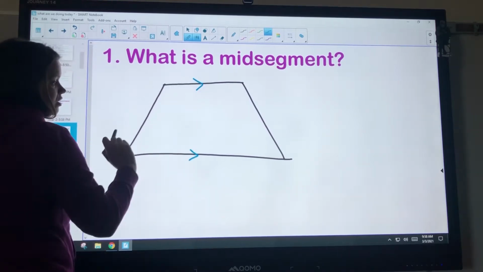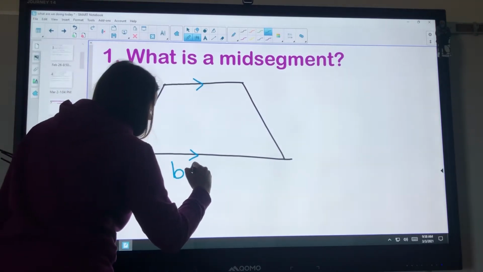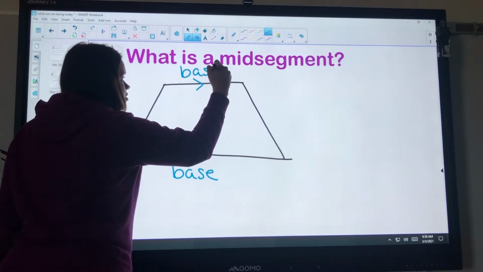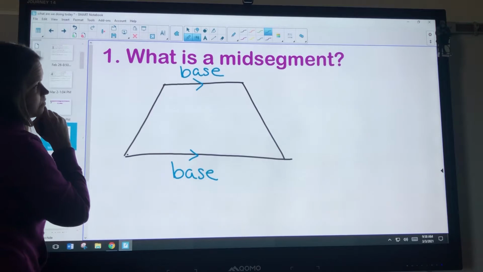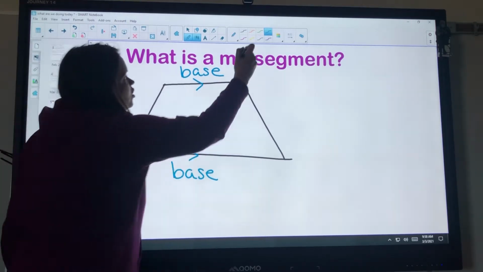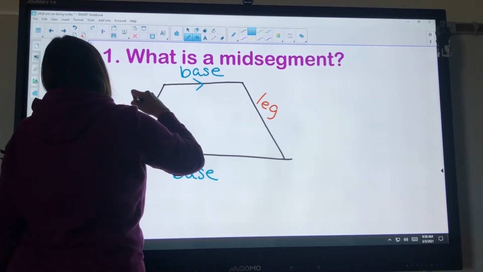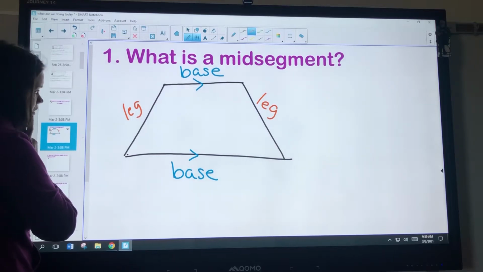The 2 sides of the trapezoid that are parallel are called the bases. Just because the word base normally means bottom, the top of this trapezoid is a base too. And the 2 sides that are not parallel, which means they do not have the same slope, are called the legs. So a trapezoid has 2 bases that are parallel and 2 legs that are not parallel.